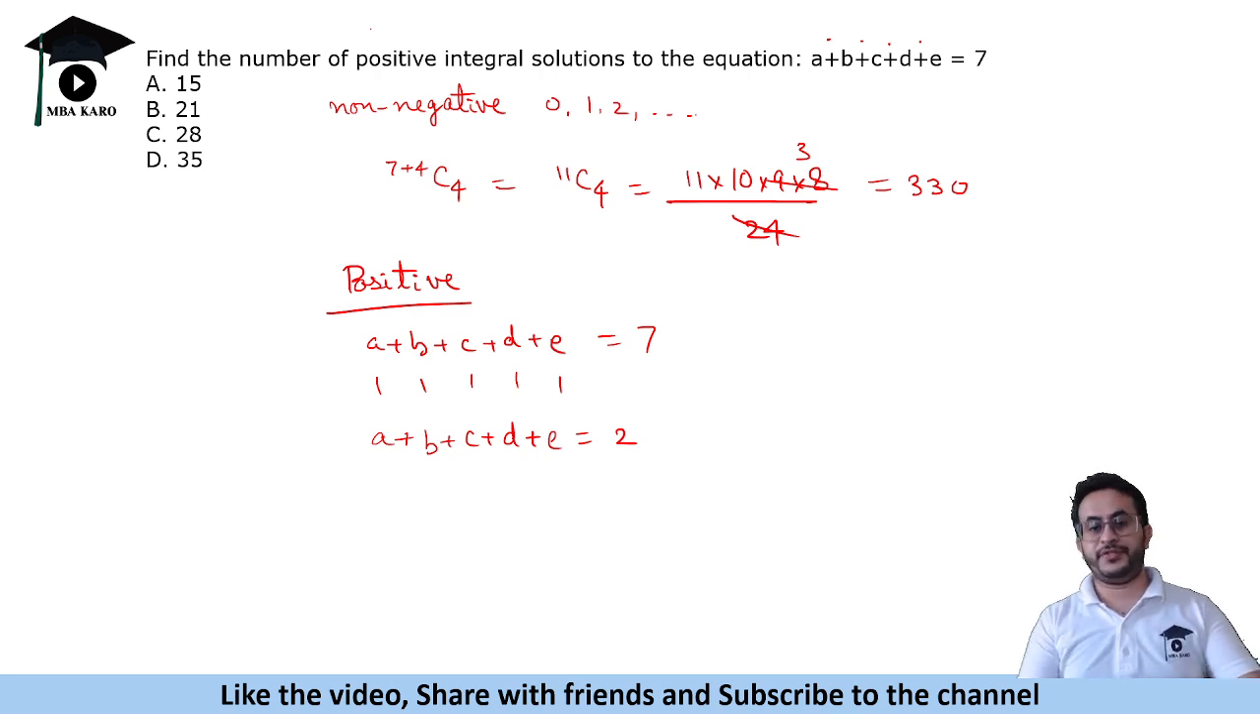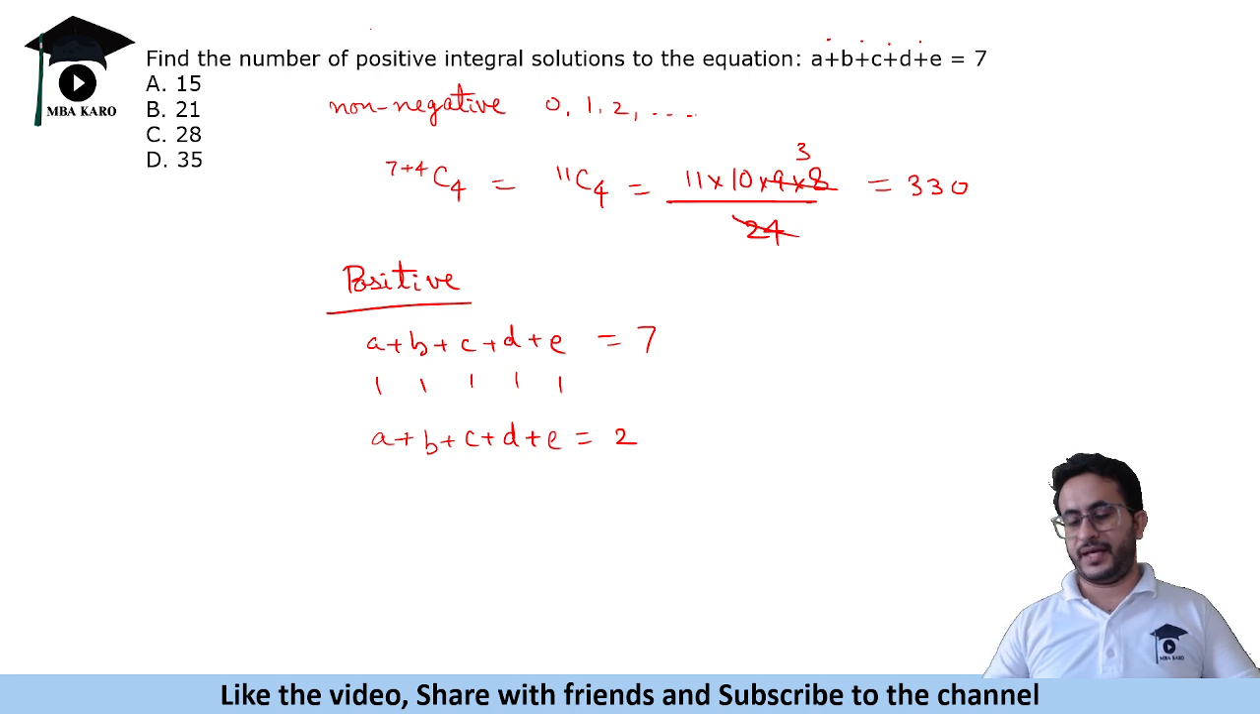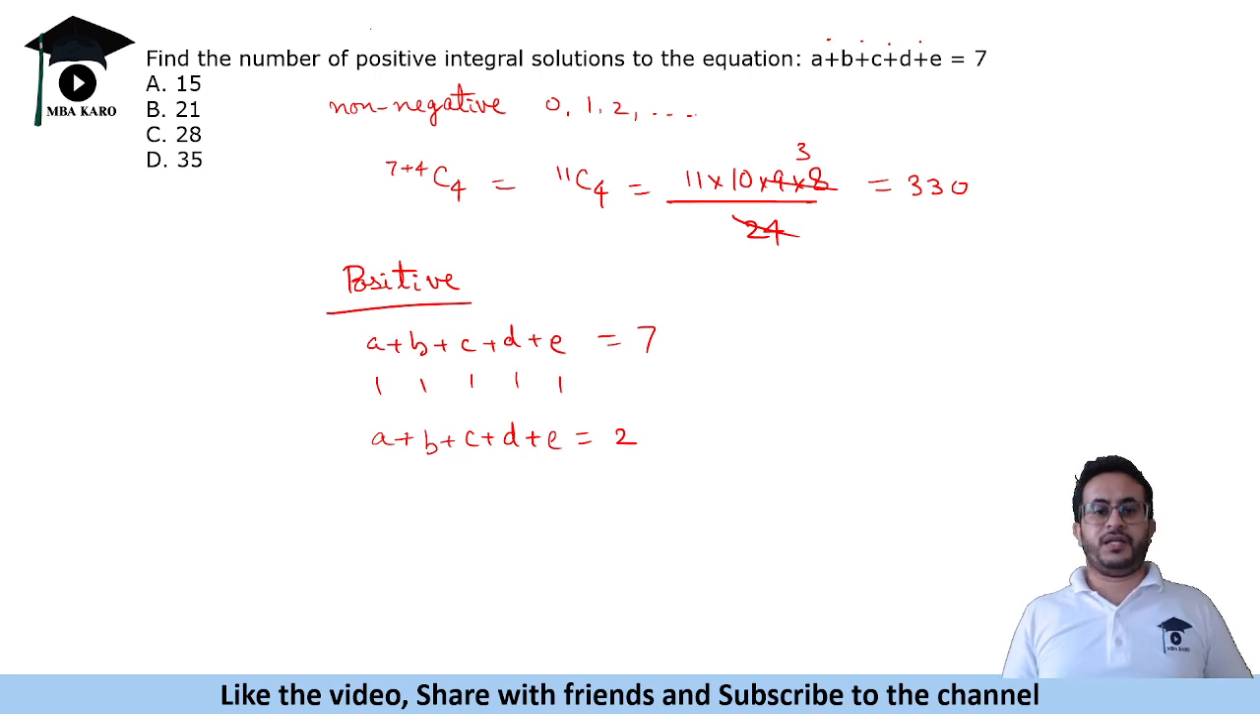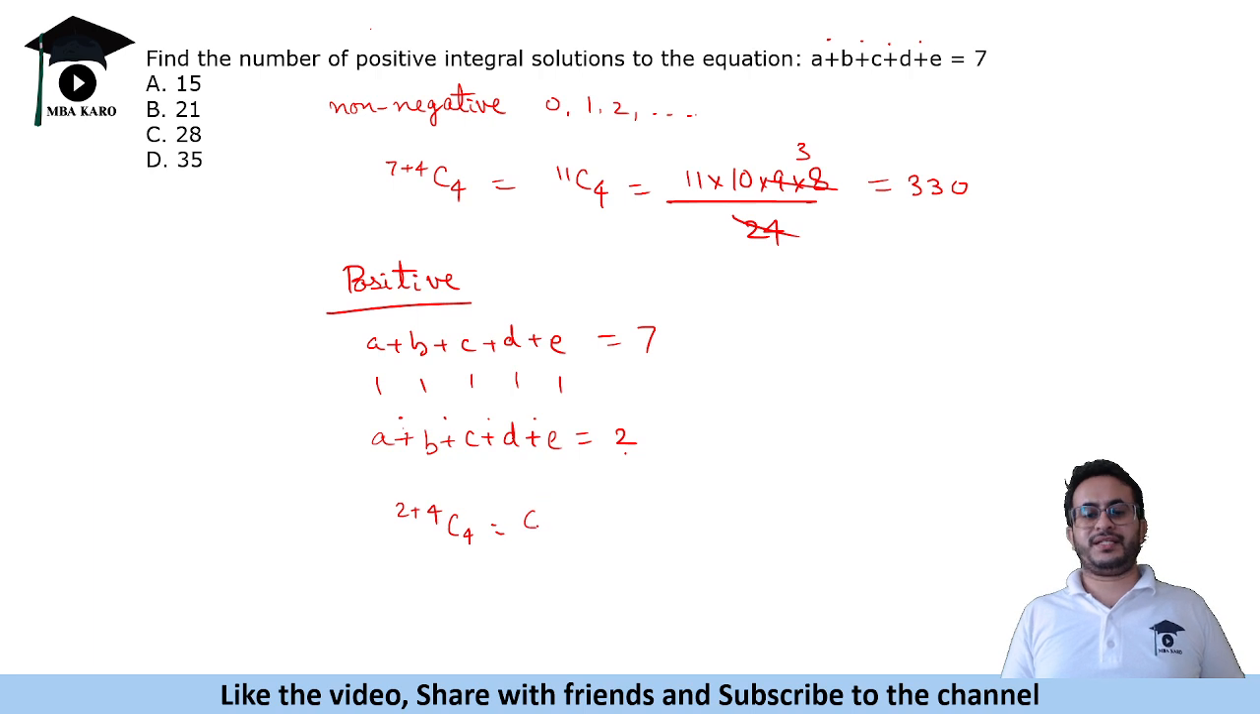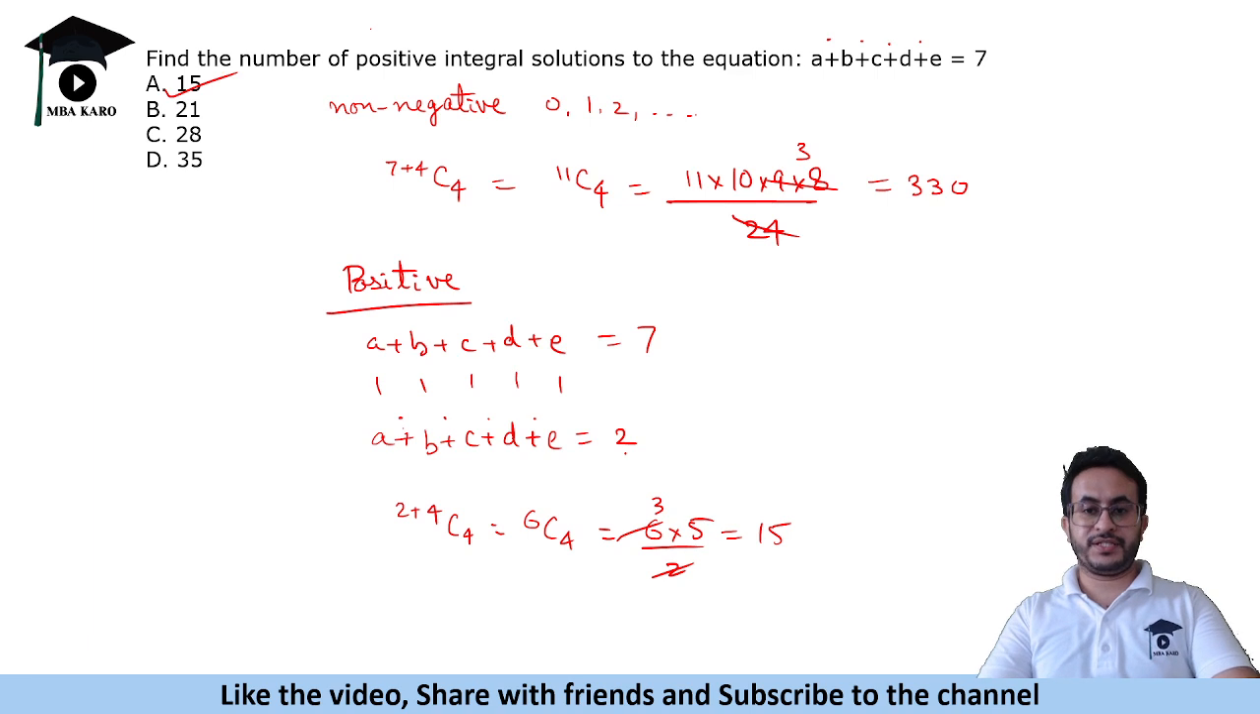So now what we did is we assigned 1 to each of the variables, and then we get this equation. Now see, there is 2, so how many partitions are there? 1 2 3 4. So 4 plus 2, 6 C4. So we have 15 such solutions. This is how we solve non-negative and also positive integer solutions.